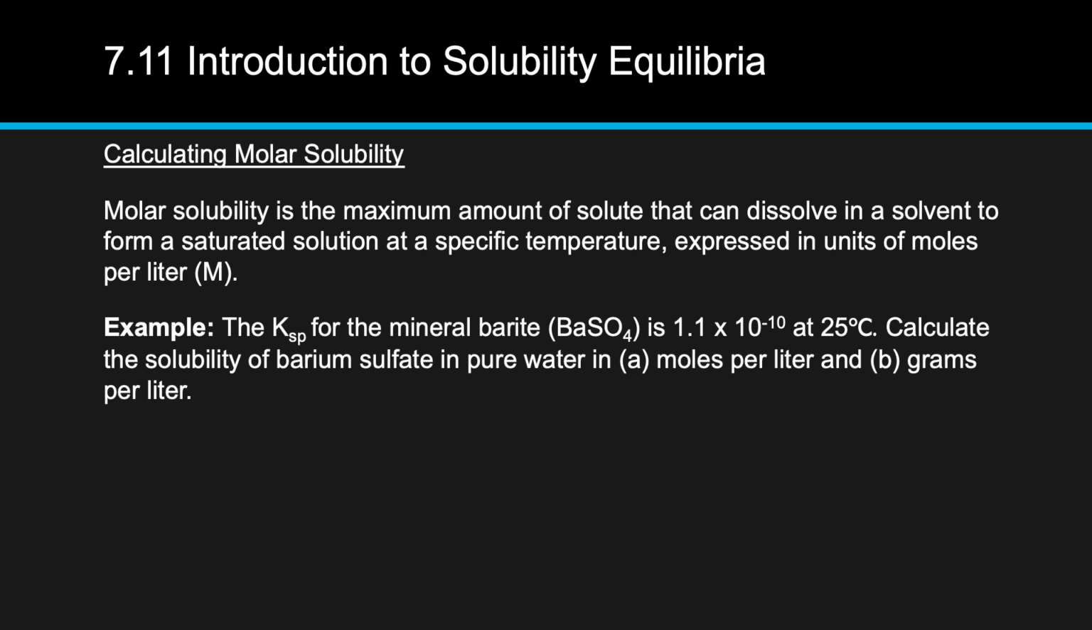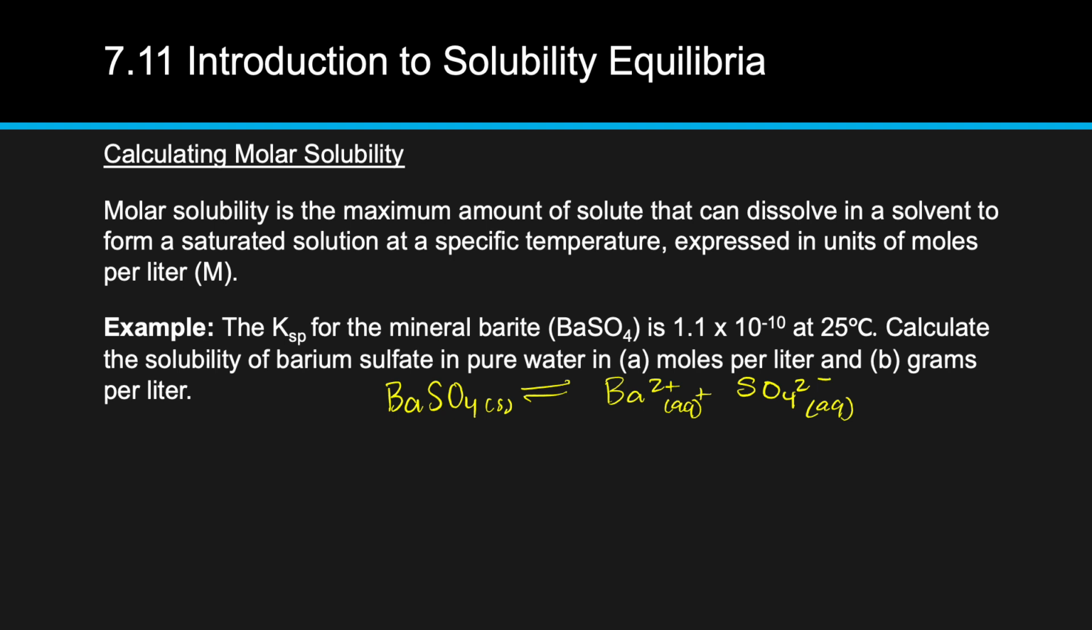Now, since I'm not given an equation, let's go ahead and write one out. So I have barium sulfate, that's my solid, and then I have my double-headed arrow to show equilibrium. Then I have my first ion, Ba2+, that's going to be aqueous. And then I have my second ion, SO4 2-, that's also going to be aqueous.